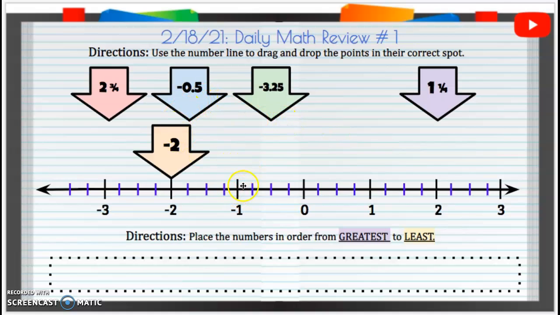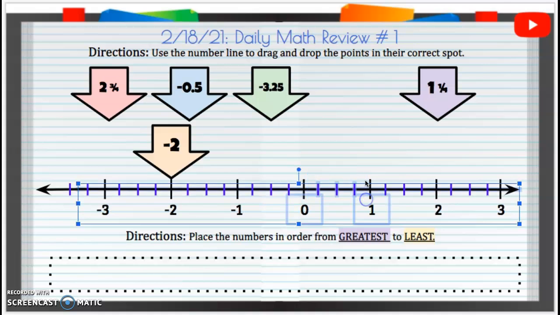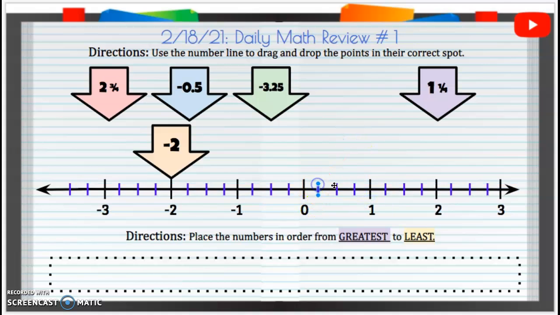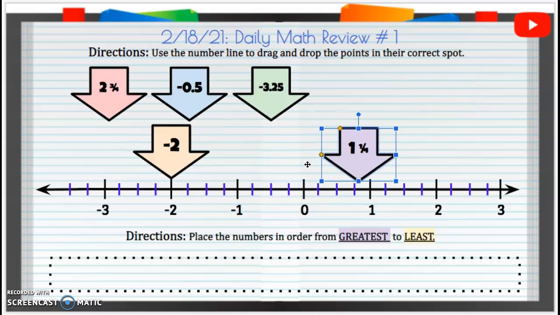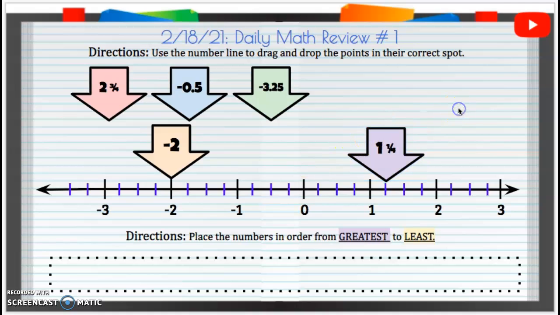Let's see. So how many spaces are in between 0 and 1, I should say? So there's 1 space, 2, 3, 4 spaces. So that means each of these little tick marks are going to be 1/4, 2/4, 3/4, and 4/4, which is 1. So if we have 1 and 1/4, we'll start at 0. We go over to 1. And then if we go one more tick mark of those 4, we land at 1 and 1/4.